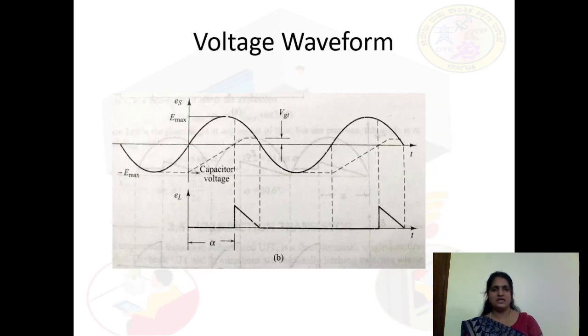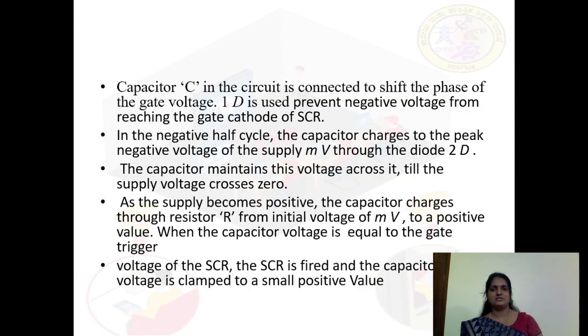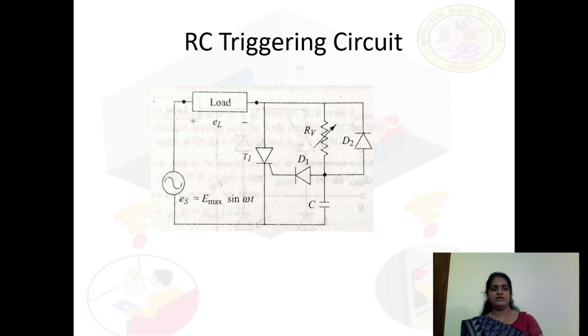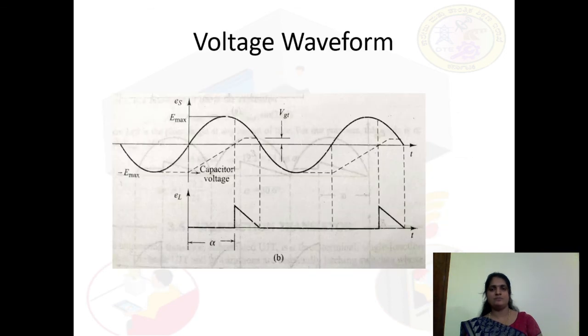So this is indicated by the voltage waveform, and this gives the circuit explanation. The next slide gives the circuit explanation of connecting the capacitor to trigger this circuit, causing the firing across the anode and cathode, and the gate and cathode terminal. And the next one is the voltage waveform. It gives the information about how this capacitor voltage is applied at the input.